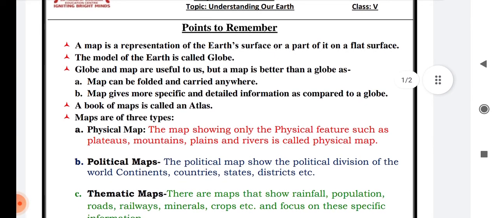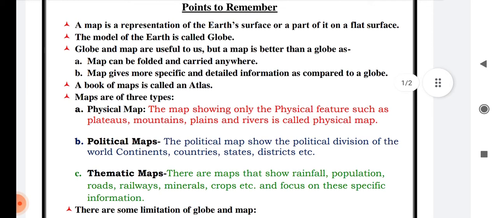Students, when we talk about Earth, we always try to find out what is there on the Earth. But how can we find out? As we all know, Earth, the third planet in the solar system, is very big and we cannot move from one place to another. So which device is used to know about the Earth? We have two devices, the map and the globe. So let's start first with the map.